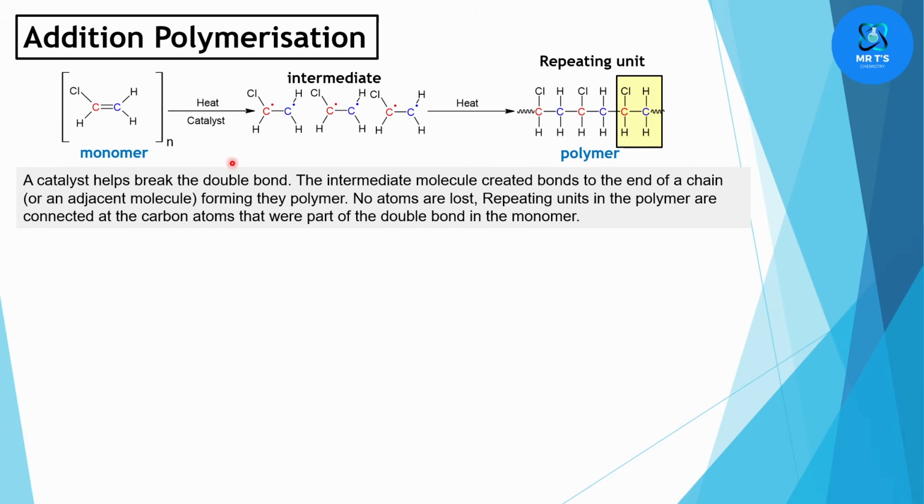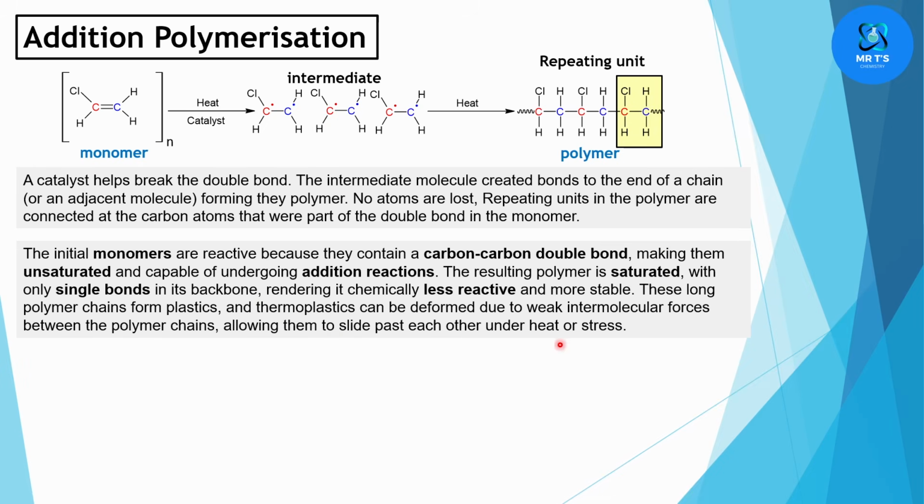So when we actually draw these addition polymerization reactions, we are going to just draw the monomer and the polymer, and we don't draw the intermediate. The intermediate here is just to show you the way that this reaction actually happens, the mechanism for it. So the initial monomers are very reactive because they have carbon-carbon double bonds. And having a double bond leaves molecules open to addition reactions, making them very reactive.